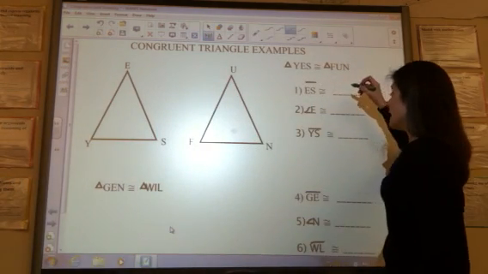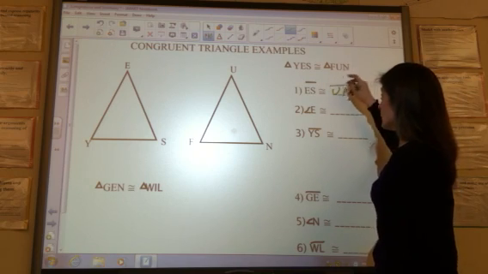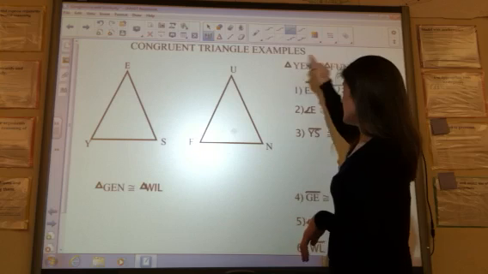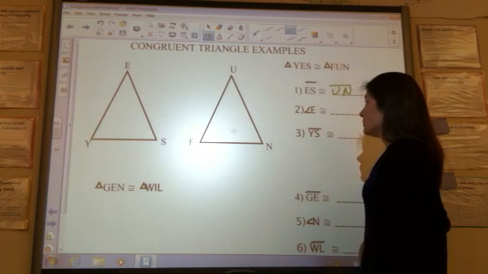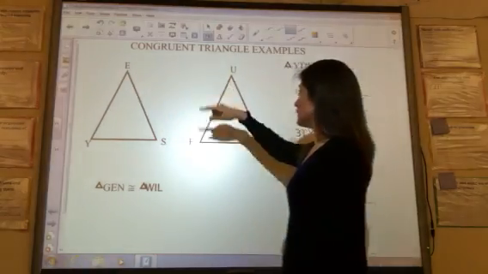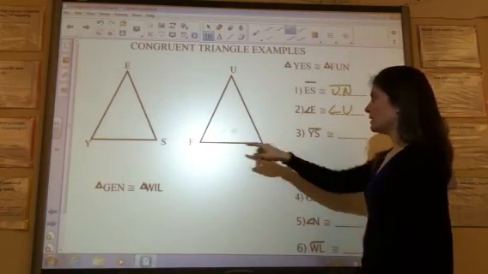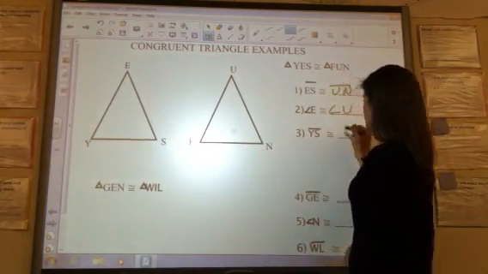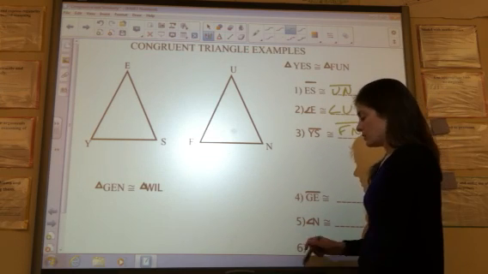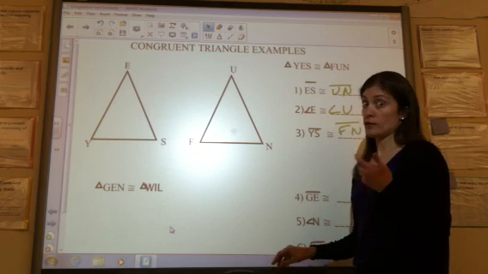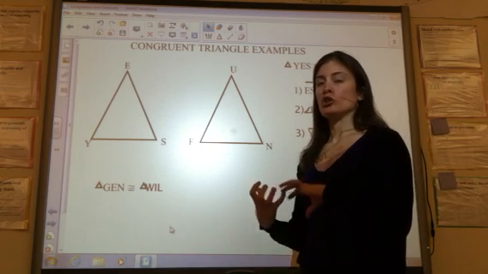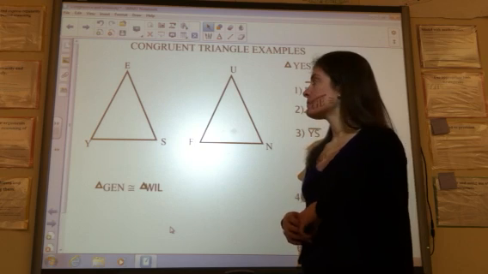We already said that ES and UN are congruent, and we don't even really need the triangles to tell us this. We just need the congruency statement. We know that angle E would be congruent to angle U because they are together in the congruency statement. And then YS and FN are congruent. So again, this relates to transformations because the translations, reflections, and rotations will all create congruent shapes.